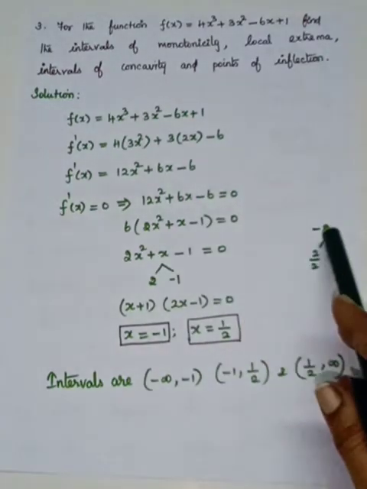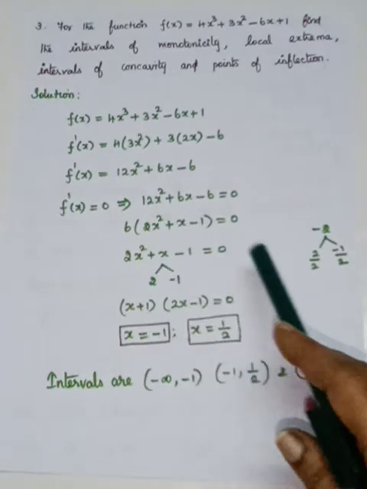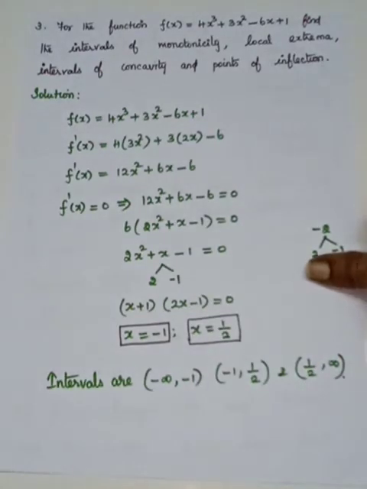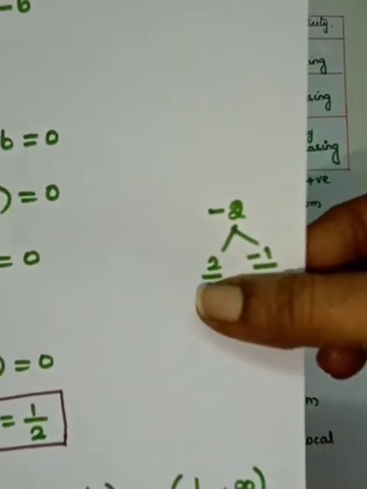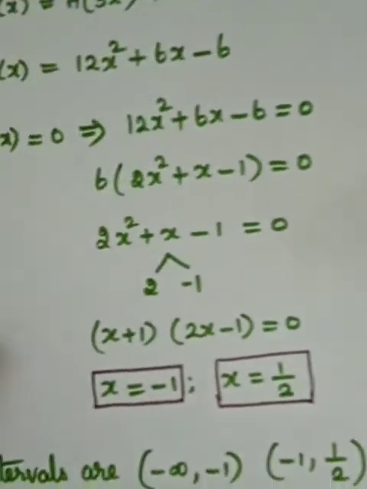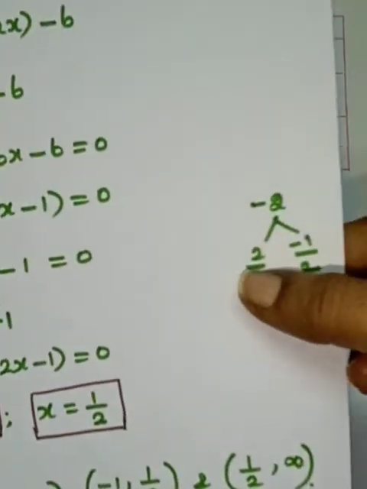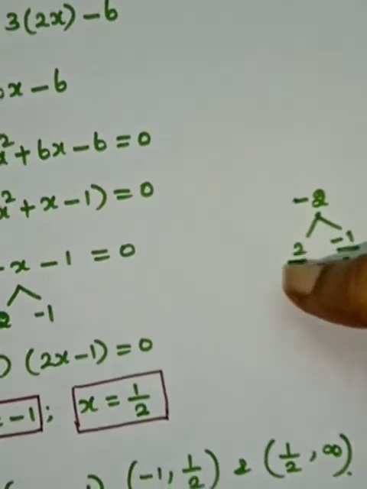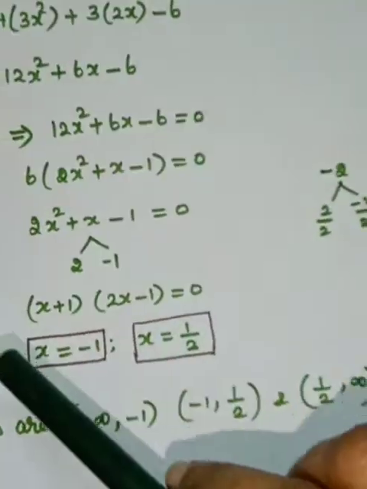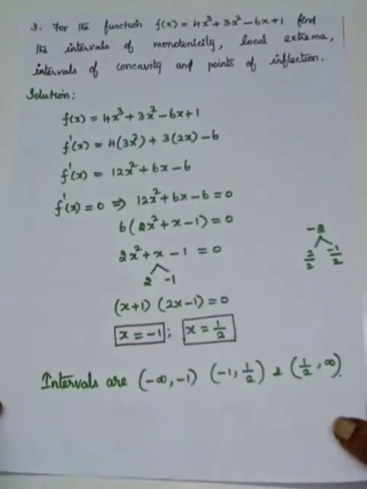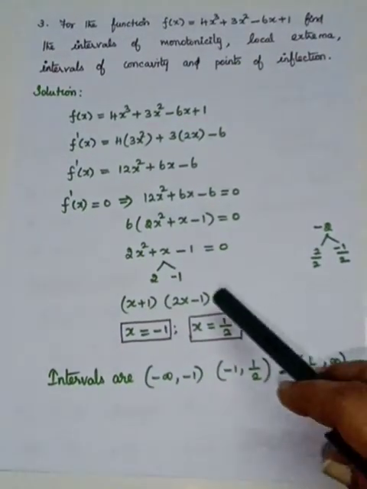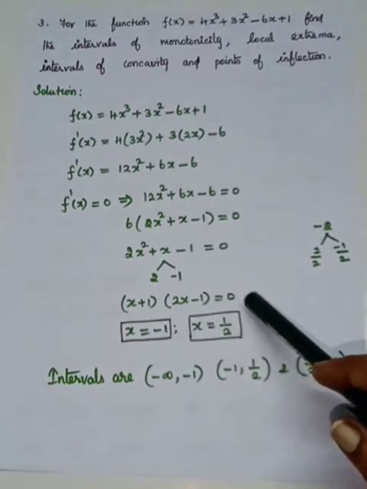So the product is minus 2 and the sum is 1. So we will have 2 and minus 1. If you take the product, 2 into minus 1 is minus 2. When you add, it is plus 1. Here the coefficient is 2, so I have divided by 2. So 2 by 2 is 1, and you are getting x plus 1. And here 2x minus 1 is equal to 0. So the factors are (x plus 1) into (2x minus 1) is equal to 0.